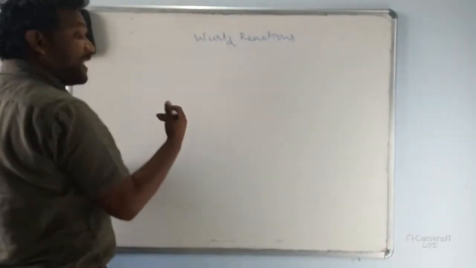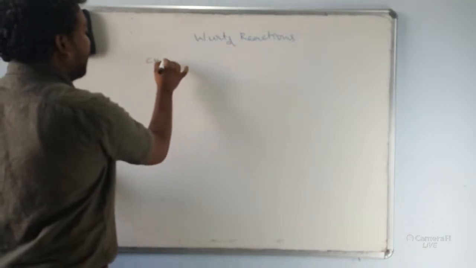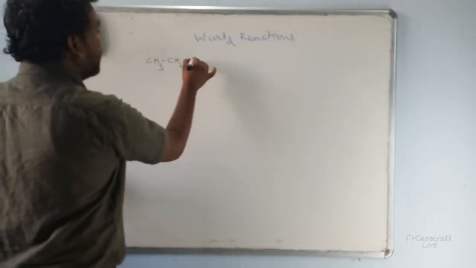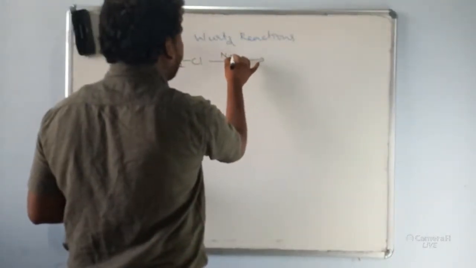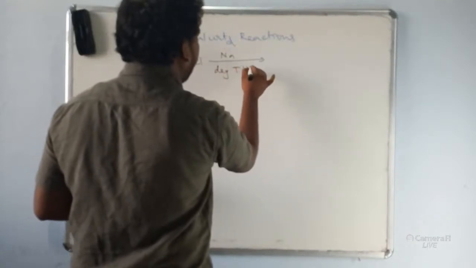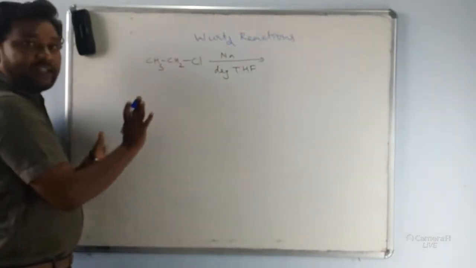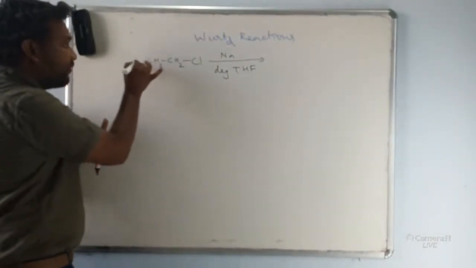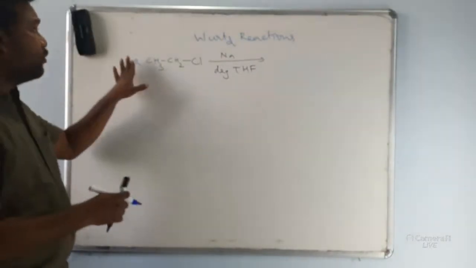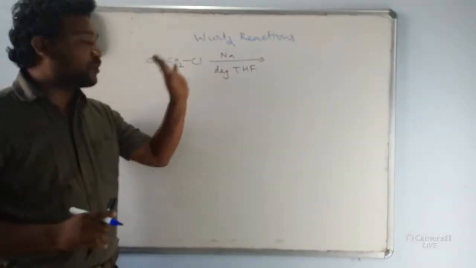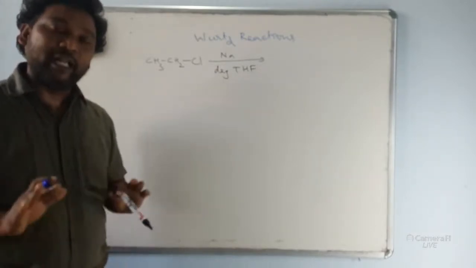Let me tell you some examples with the simple and mixed Wurtz reactions. Suppose you take CH3CH2Cl reacted with sodium in dry THF. In the reaction they will give it like this only. They won't mention that 2 moles of ethyl chloride are involved in the reaction. We should understand that. How? Very simple. If an alkyl halide is there and sodium metal is there in dry ether, no doubt it will be the Wurtz reaction. That's all.